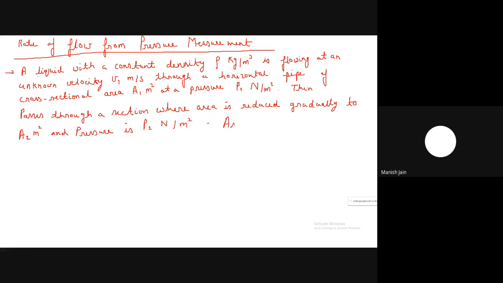Assuming no friction losses, calculate the velocity v1 and v2. Okay, so basically it is given that there is a pipe. I will make the diagram in the next page so you can understand.